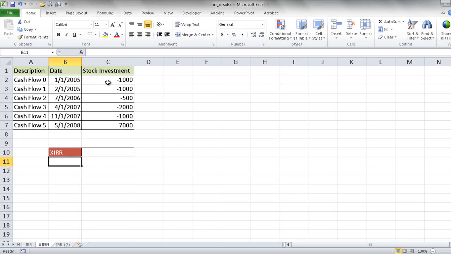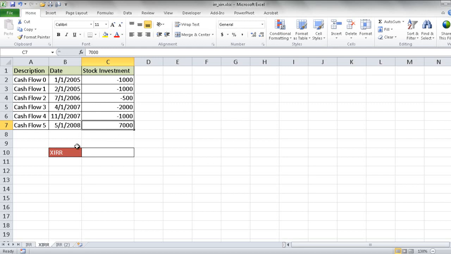So in this example, let's say we had a stock investment, and we're investing in stock A or B or something like that. The first initial investment is we put $1,000 in, and subsequently in February, we put another $1,000 in. A couple months later, in July, we put $500 in, and the following year, we put $3,000 in on different months. And in 2008, we decided to sell it, and we'd make $7,000. So how do we know what kind of rate of return we get?